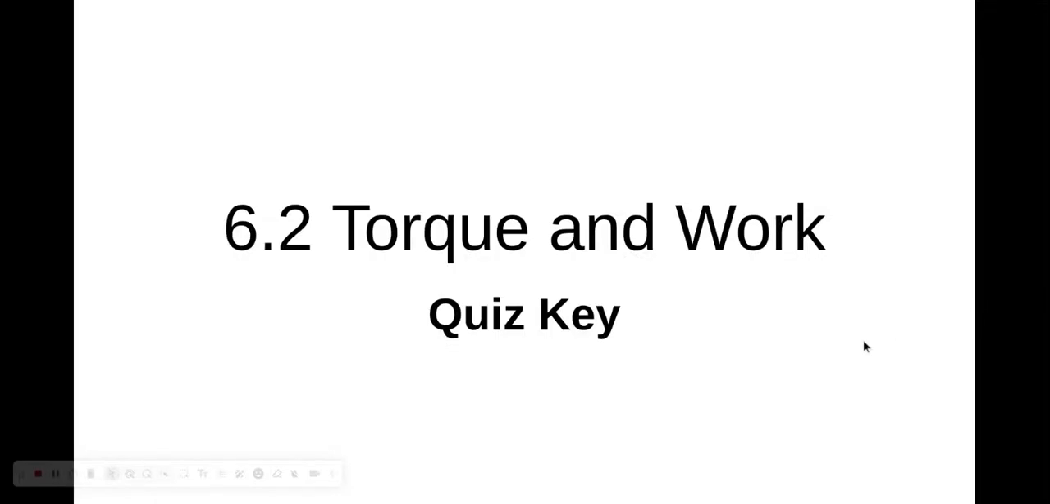This is the key to the problems assigned for 6.2, torque and work. Make sure you've done these problems first before reviewing this key.